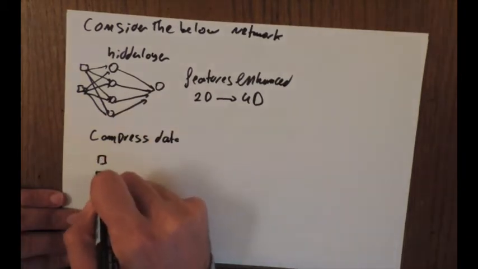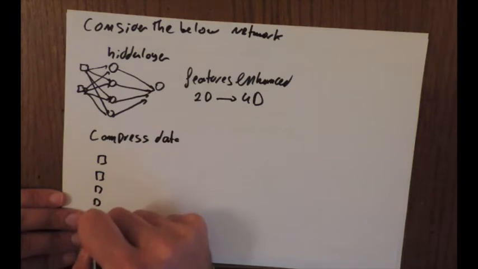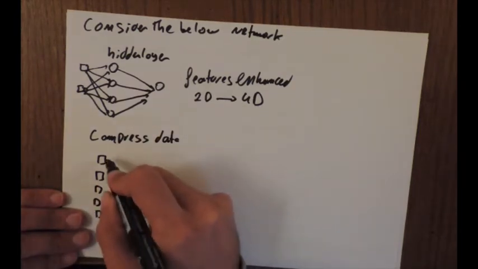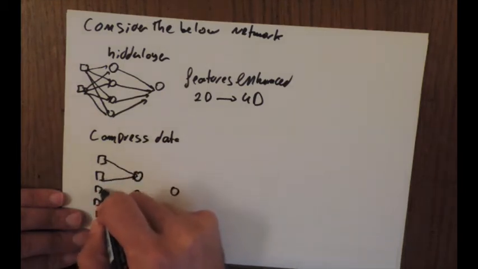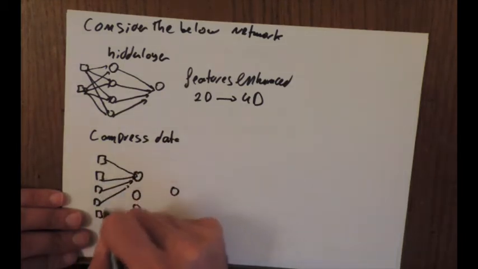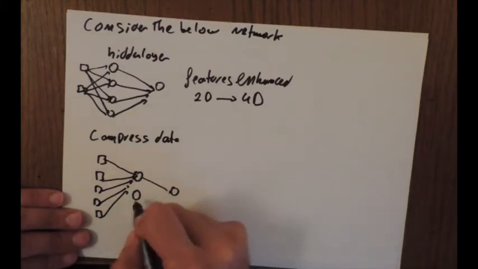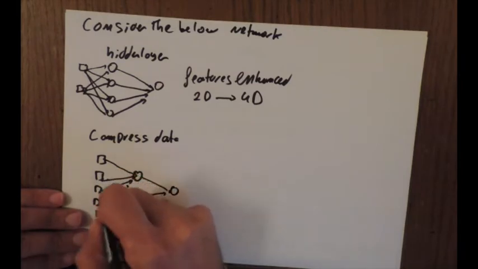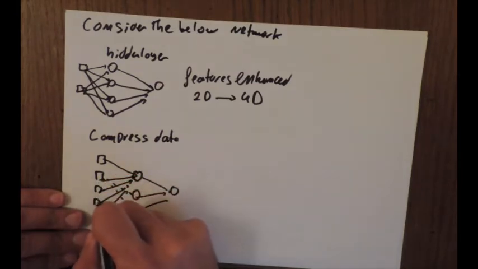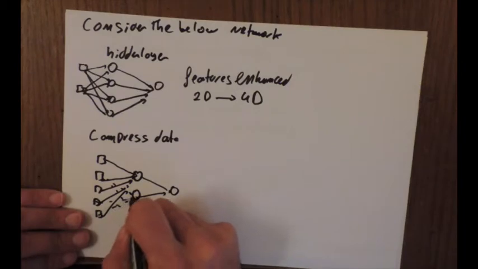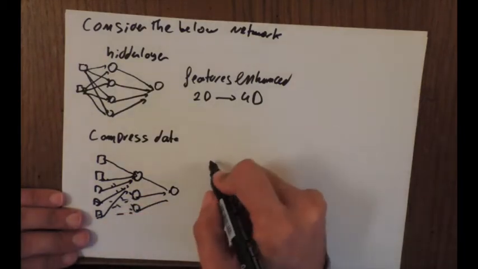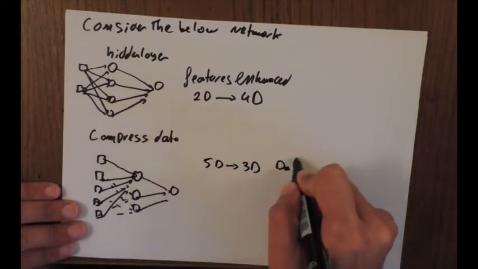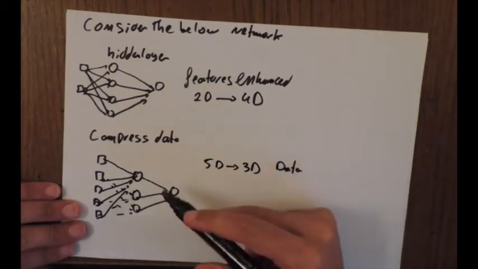So if we have many outputs, and then many inputs, and then we have 3 hidden neurons. Here we're going from 5D to 3D data, and what we're doing here is compressing the data.